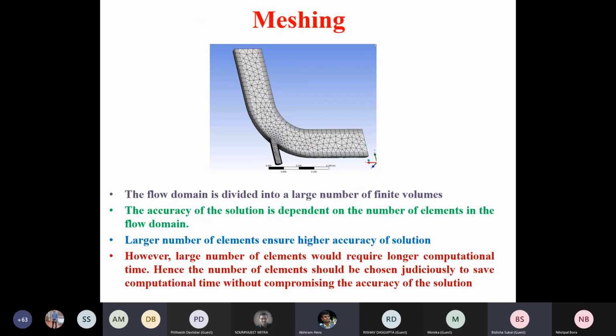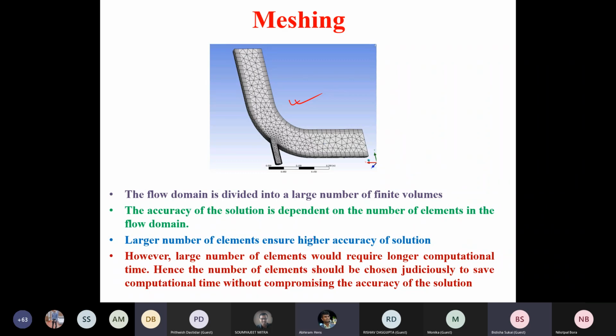Then the next part is called meshing. Meshing means the geometry that you have generated, you have to discretize it into small domains. Okay, the flow domain is divided into a large number of finite volumes. The accuracy of the solution is dependent on the number of elements in the flow domain. So this meshing part is very important. We will discuss it later on, that depending on the size of this mesh, your result will depend. Okay, so how to optimize them? That we will discuss later on.